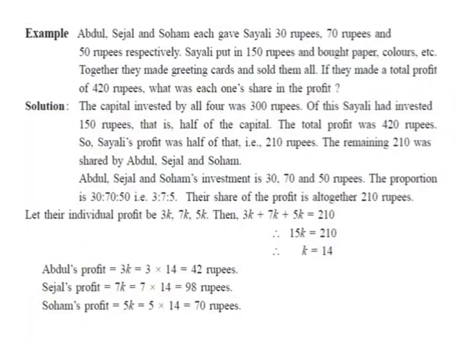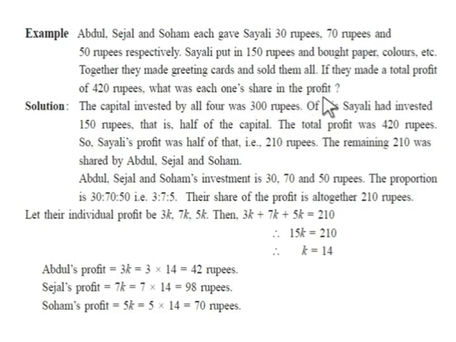Next example given on page number 67. Abdul, Sejal and Soham each gave Saili 30 rupees, 70 rupees and 50 rupees respectively. Saili put in 150 rupees and bought paper, colors, etc. Together they made greeting cards and sold them all. If they made a total profit of 420 rupees, what was each one's share in the profit?